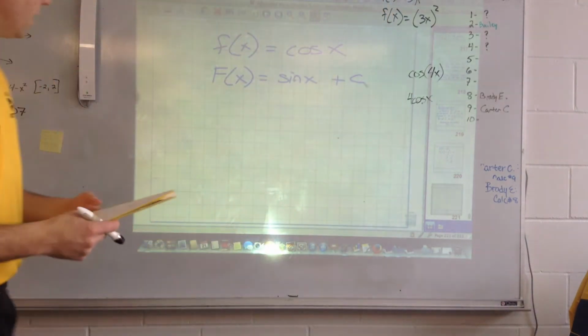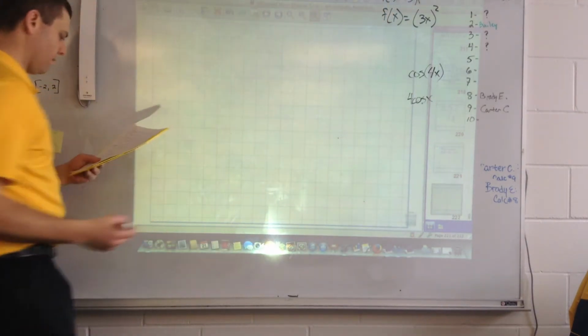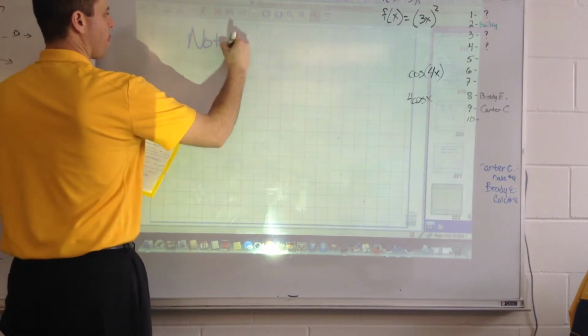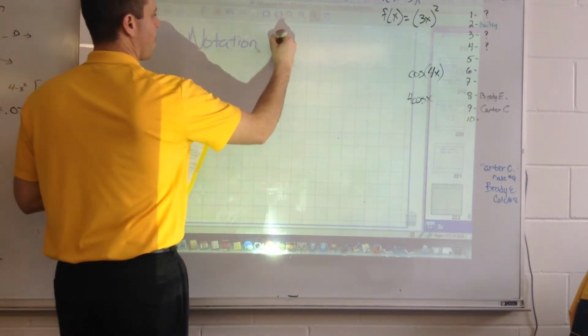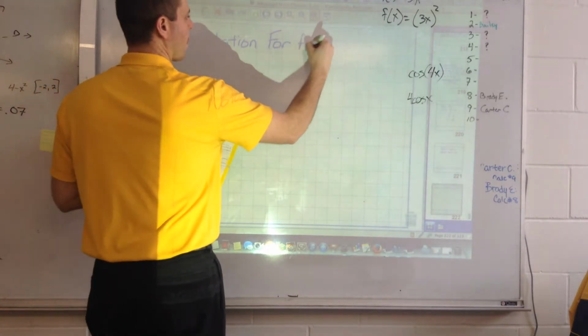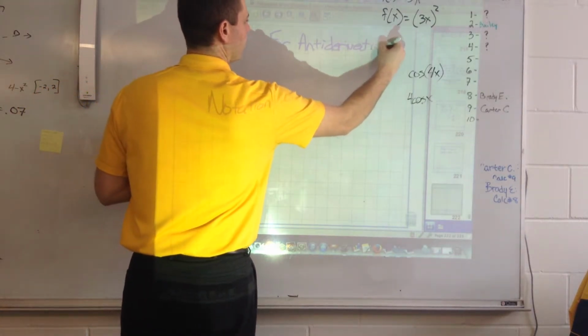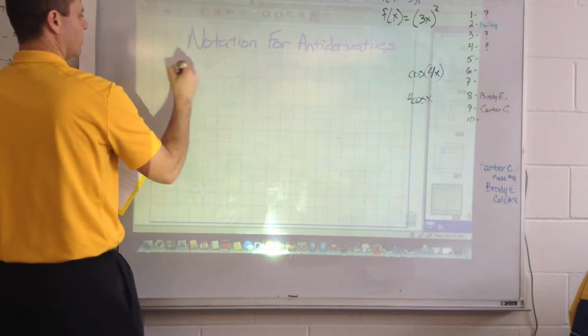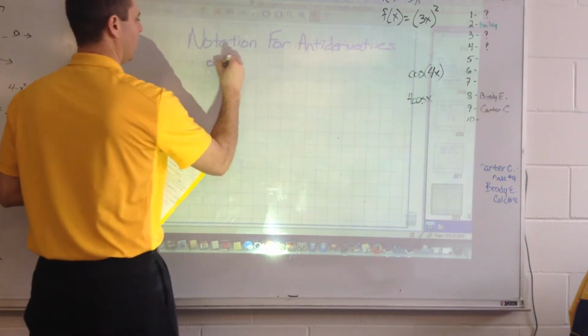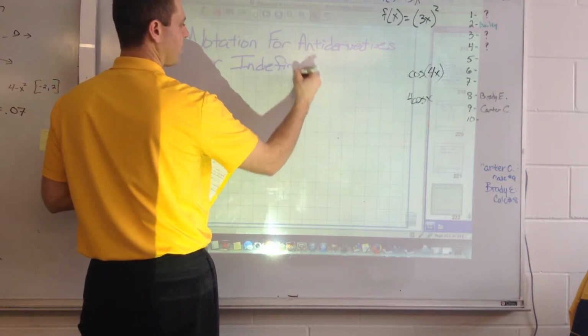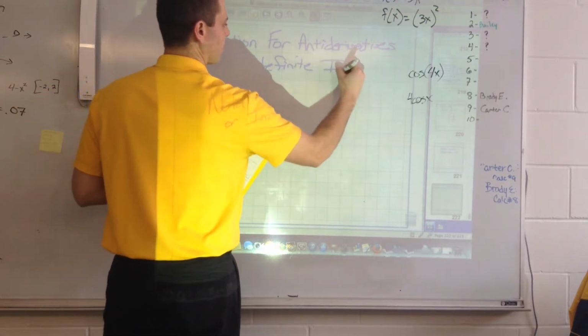All right. More notation. Notation for antiderivatives, slash indefinite integrals.